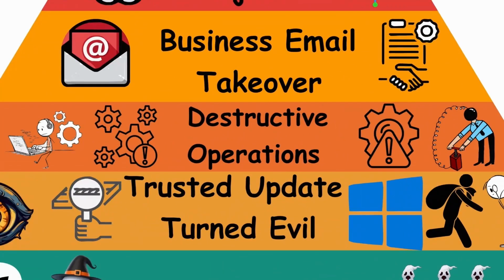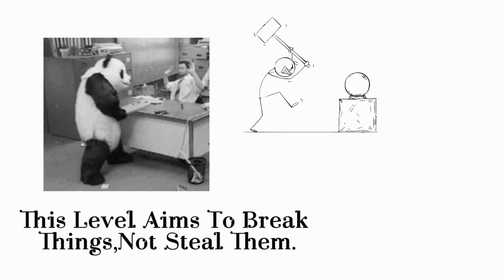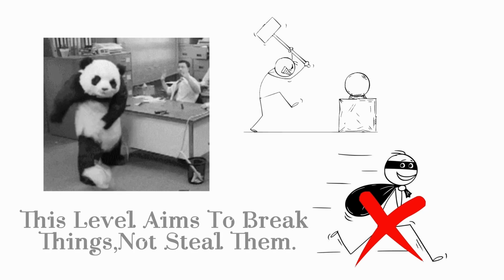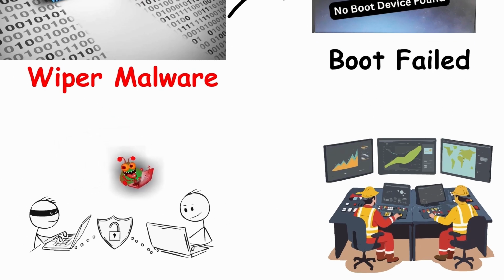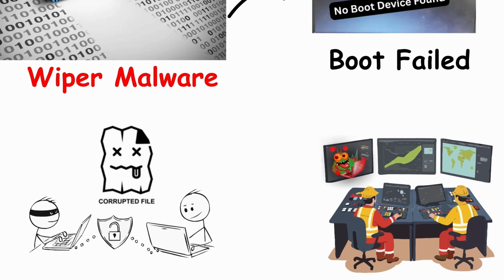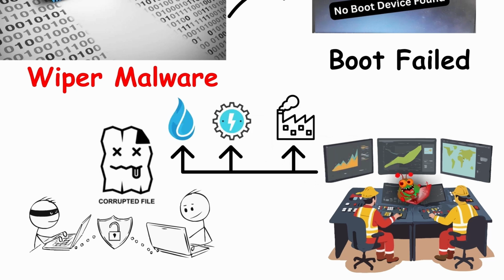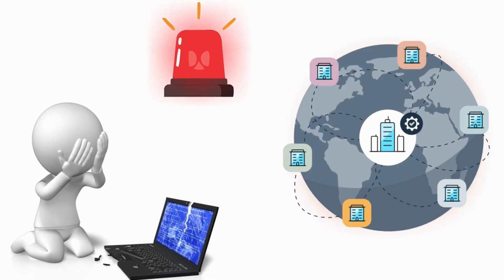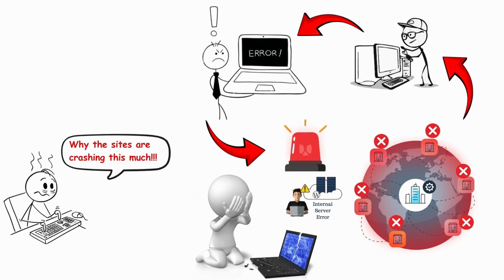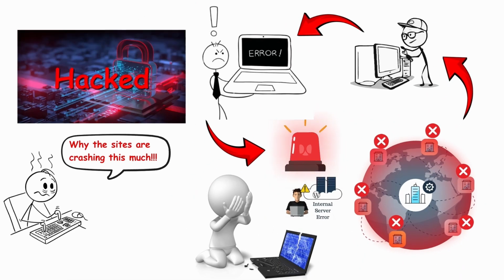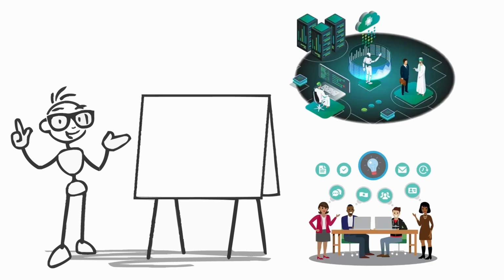Level 6. Destructive operations. This level aims to break things, not steal them. It uses wipers that stop machines from booting and tries to jump from office IT into industrial systems that move water, power, or production lines. You'll know it's on when multiple sites fail together, restores work and then fail again, and engineering workstations do things they never should. The answer is discipline and drills.